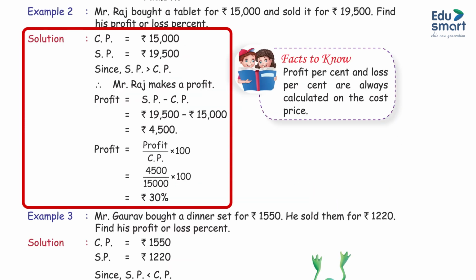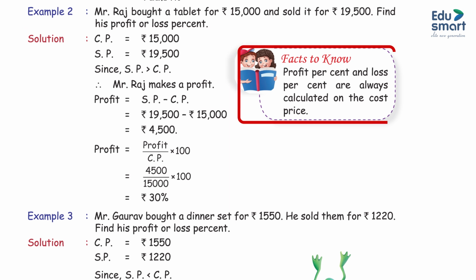Solution: CP is equal to rupees 15,000, SP is equal to rupees 19,500. Since SP is greater than CP, Mr. Raj makes a profit. Profit is equal to SP minus CP, rupees 19,500 minus rupees 15,000, is equal to rupees 4,500. Profit percent is equal to profit upon CP into 100, 4,500 upon 15,000 into 100, is equal to 30%. Facts to know: profit percent and loss percent are always calculated on the cost price.